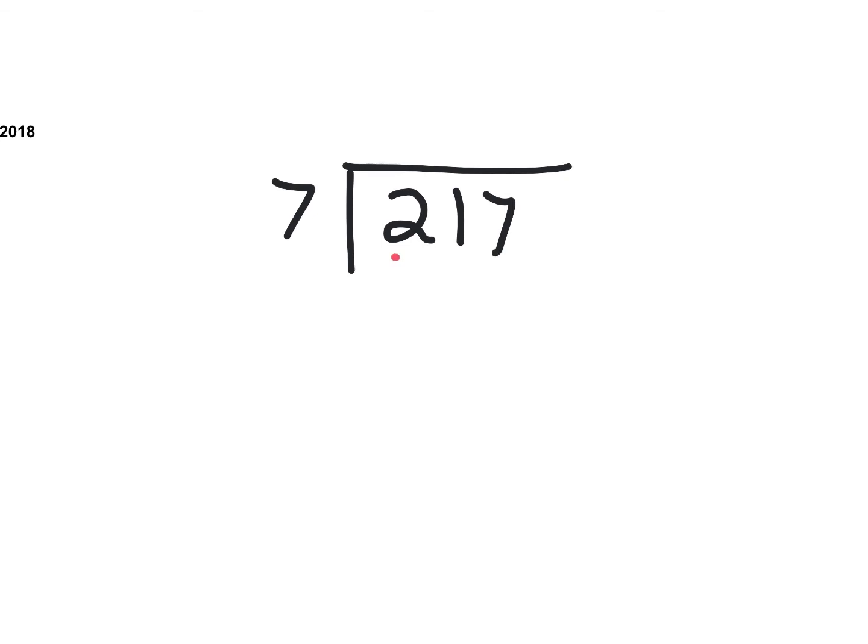So 7 goes into 21. I think you all know it goes in there 3 times. 7 times 3 is 21. Let's put the 3 exactly right there. Now you go 7 times the 3 makes 21. And then you draw a line like this. And then there was never any line here. I was just trying to draw attention to the 21.